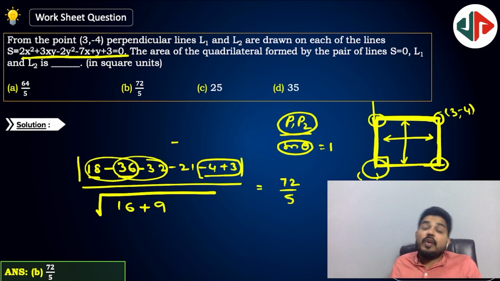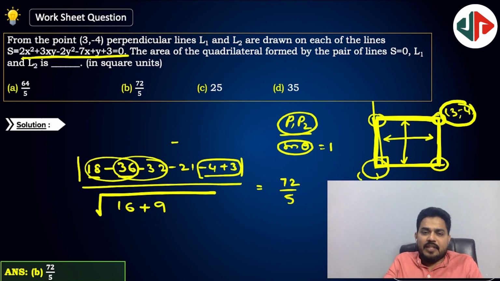So if you look at the question, from (3, -4) the lines are perpendicular, but these two lines are also perpendicular. So any pair of lines passing through this point and parallel to the given pair, or perpendicular to the given pair, is going to be the same thing.